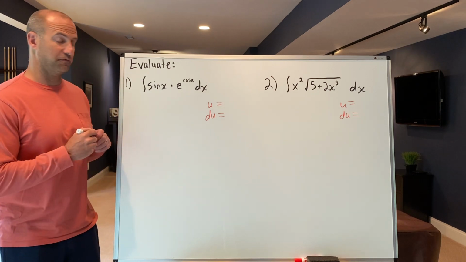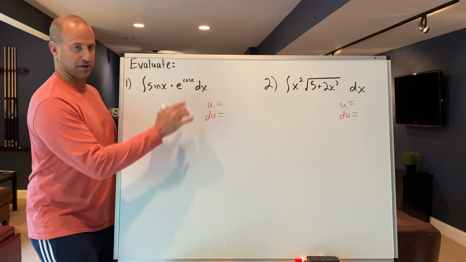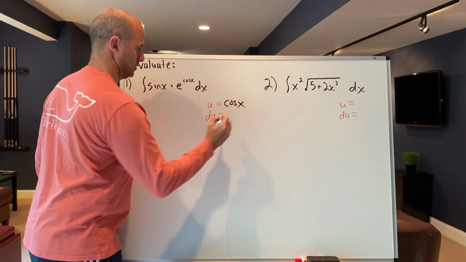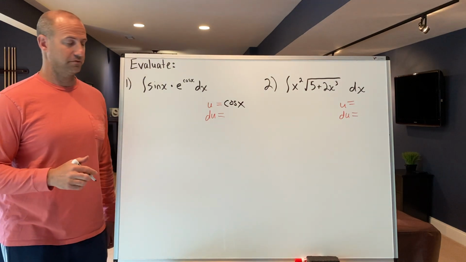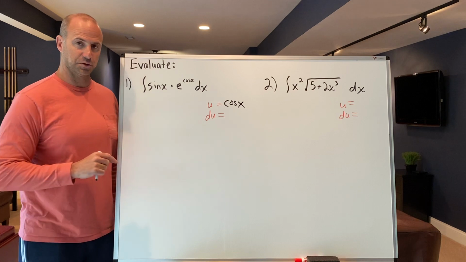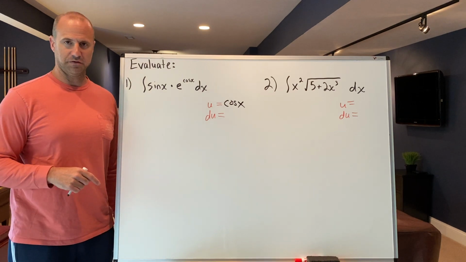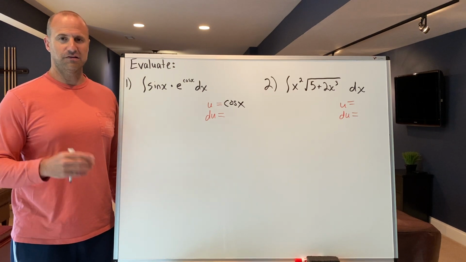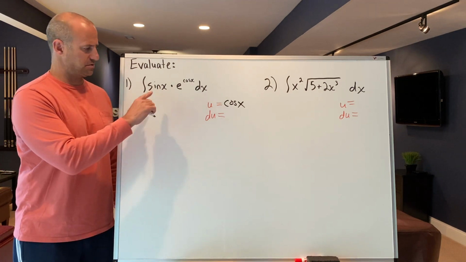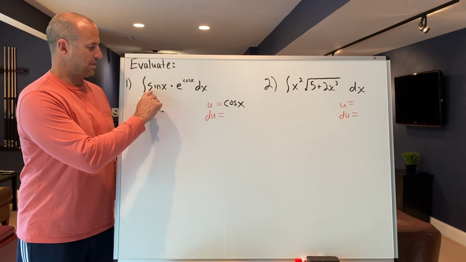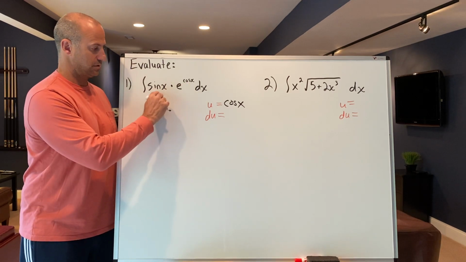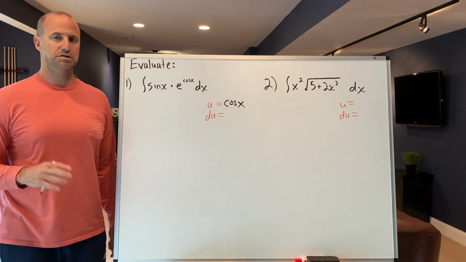So I'm going to pick for U cosine of x. Okay? Now, take a look at this. Cosine of x is the inside function for this exponential. And what's the derivative of cosine? It's negative sine, and that looks very similar, even though this is positive. We'll get to that in a second. Even though this is positive, that looks like the derivative of cosine, because that would be negative sine. So there I have it.